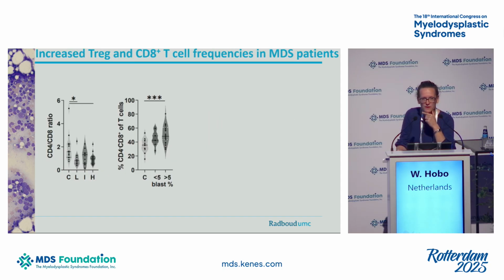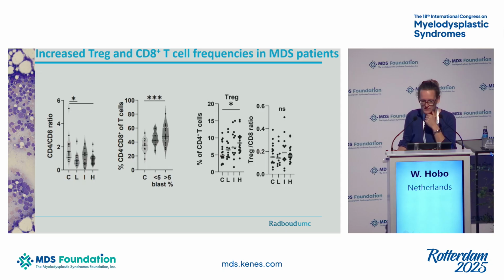And interestingly, within those T cells, we observed that the CD4-CD8 ratio was reduced upon increasing MDS risk score. So higher risk MDS patients really had a lower CD4-CD8 ratio, meaning increased abundance of CD8 T cells as compared to CD4 T cells. And this is also depicted here in another way where we look at the percentage of blasts in the bone marrow. And also regulatory T cells within the CD4 T cell subset, we saw an increase in the presence of those regulatory T cells with increasing MDS risk score.